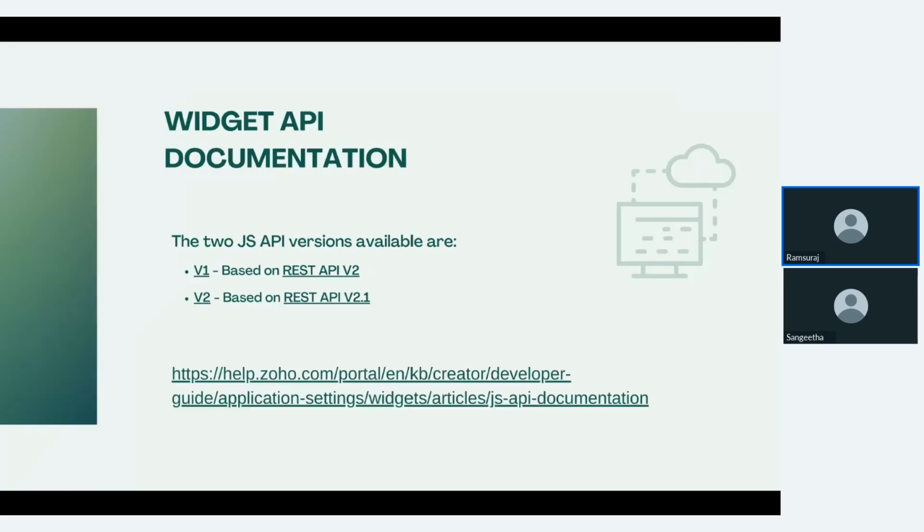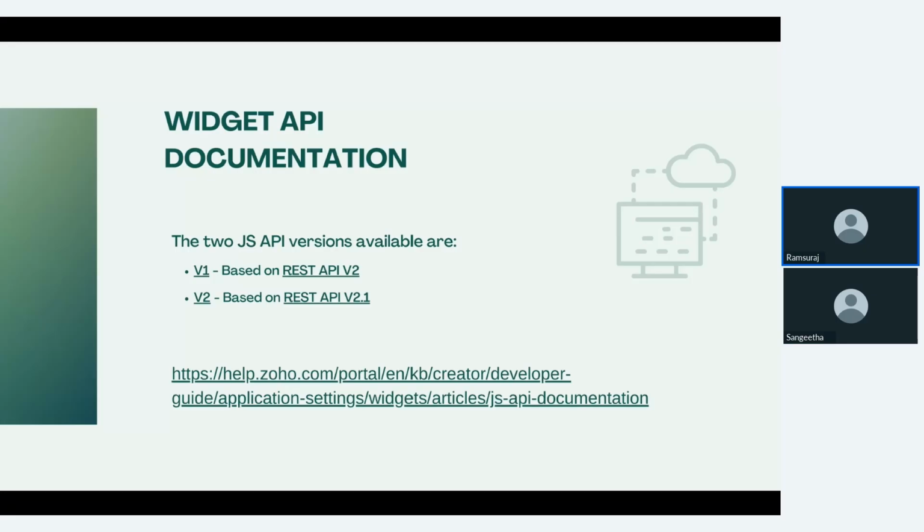Let's move to the widget API documentation. This API documentation is going to play a crucial role between the widget and Creator itself, because it acts as the communication tool, pulling data from the reports to the widgets and from the widgets to the reports or forms, whatever is available in Zoho Creator.